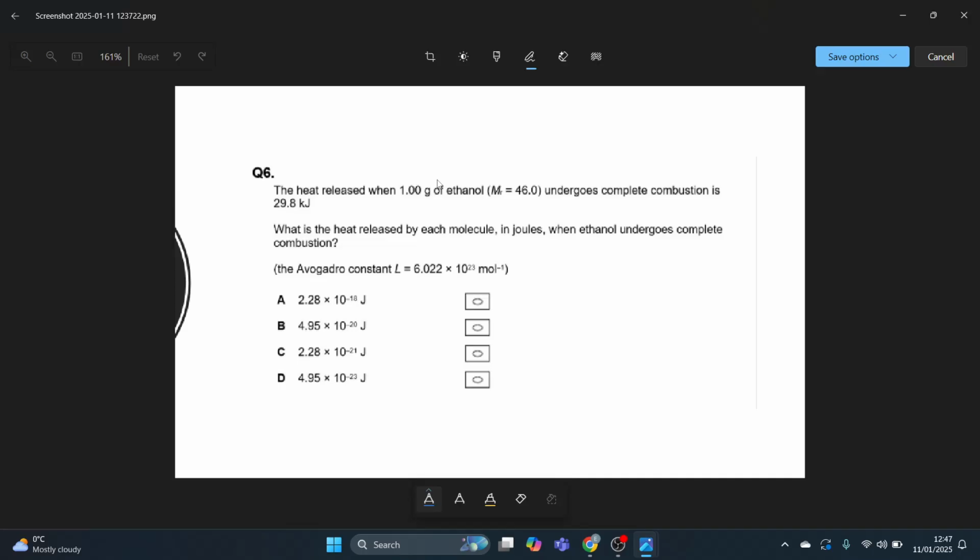It says, what is the heat released by each molecule in joules? So what we have to do first is realize molecule. How do you find the number of molecules?